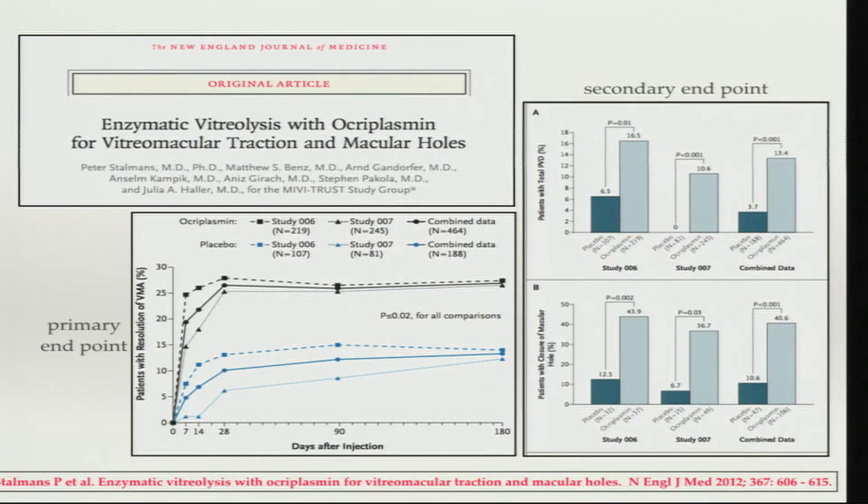This was a pivotal trial which actually gave the FDA approval. It was done in 2 places, in the US and in Europe. And they had a primary endpoint of resolution of VMA, and the secondary endpoint was closure of macular hole. For the resolution of VMA, they had about 27%, and for macular hole closure it was about 40%.